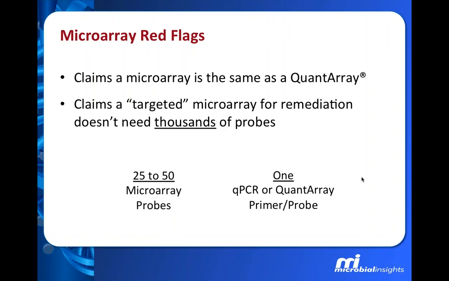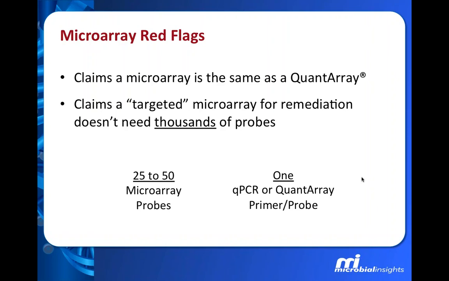So if you're looking for a conversion factor of sorts, you really need at least 25 to 50 microarray probes to capture what you capture with one qPCR assay. Actually, I'd say you probably need more, but let's call that the minimum. So if you don't have at least a couple of thousand probes on a microarray, it isn't going to tell you very much. The GeoChip, for example, has 1,131 probes just for remediation of BTEX and related aromatics.